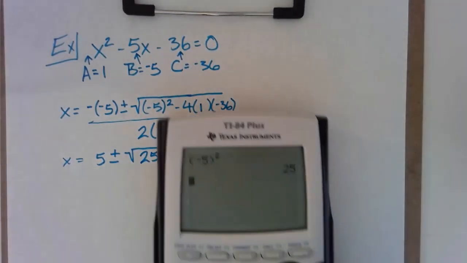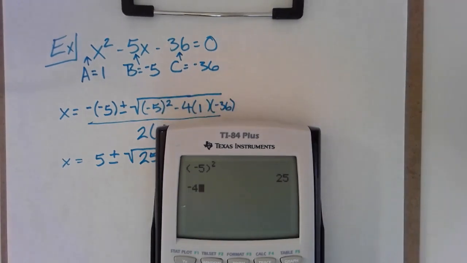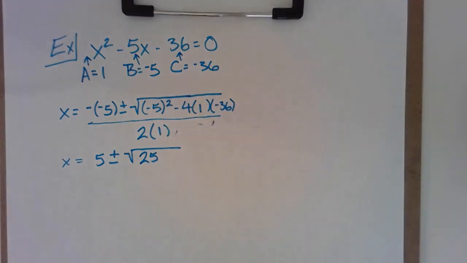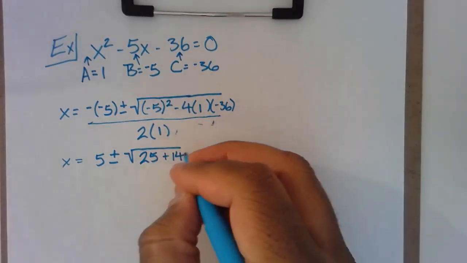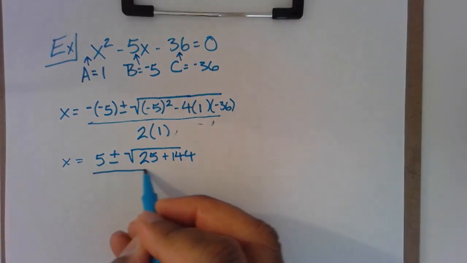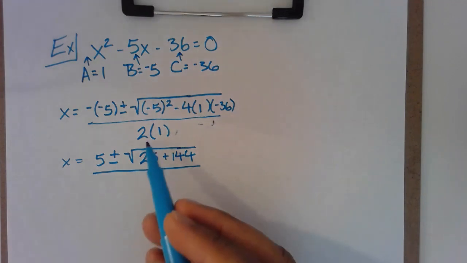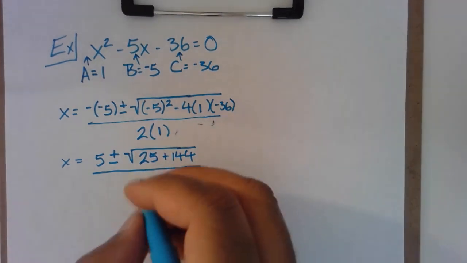And then I can break down the other part here, and that's negative 4, times 1, times negative 36, and looks like I'm going to get a 144, so plus 144. Okay, so you're going to want to break it down in parts. I think that makes it a lot easier to deal with. Especially if you're not using a graphing calculator, you're really going to need to break it down in parts here instead of trying to do it all in one fell swoop. And then finally, 2 times 1 is just 2.